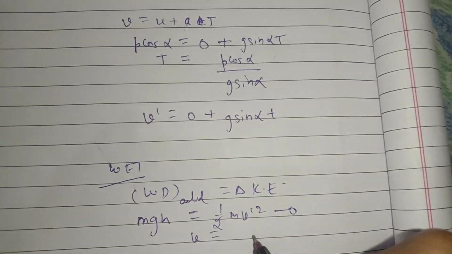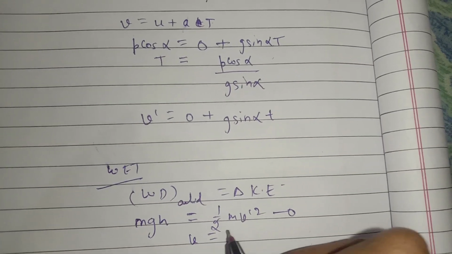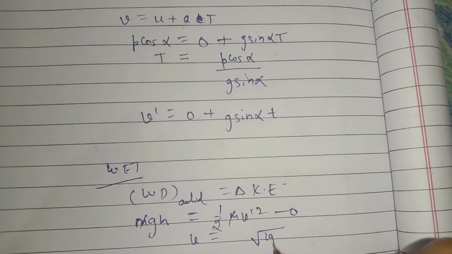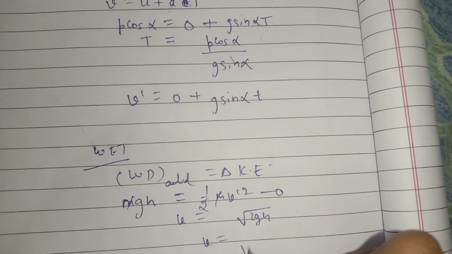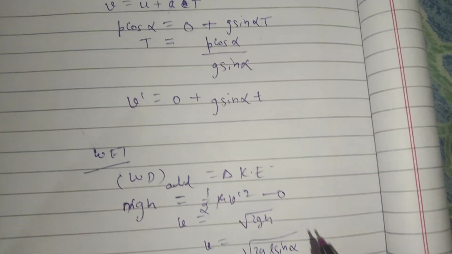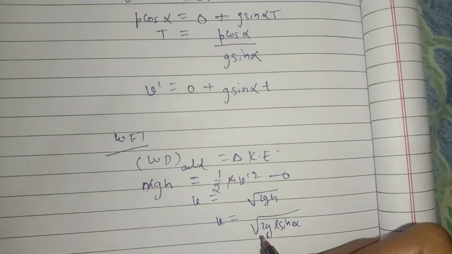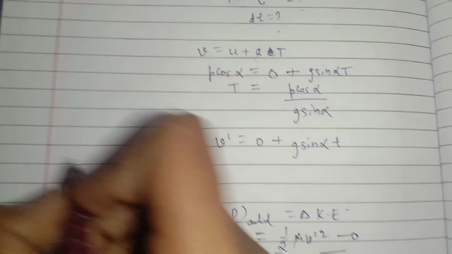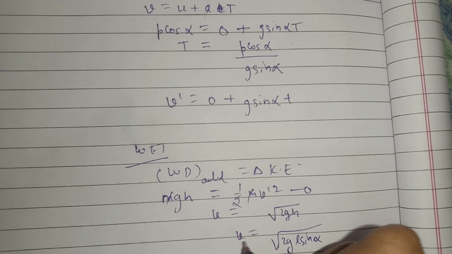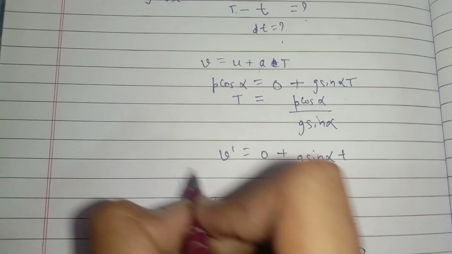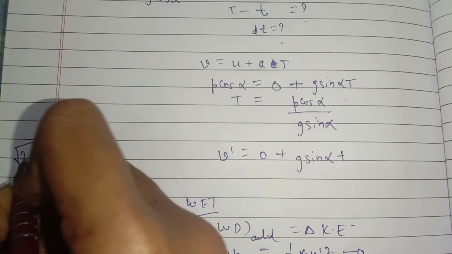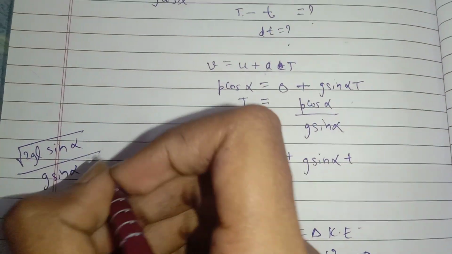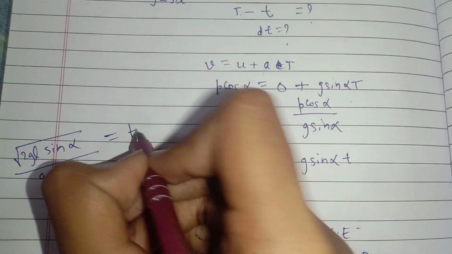That means v dash is equal to, m cancels out, under root 2gh, and in place of h we can replace L sin alpha, as we found here L sin alpha. We put the value of L sin alpha, then v dash will be under root 2 g L sin alpha, upon g sin alpha, is equal to small t.